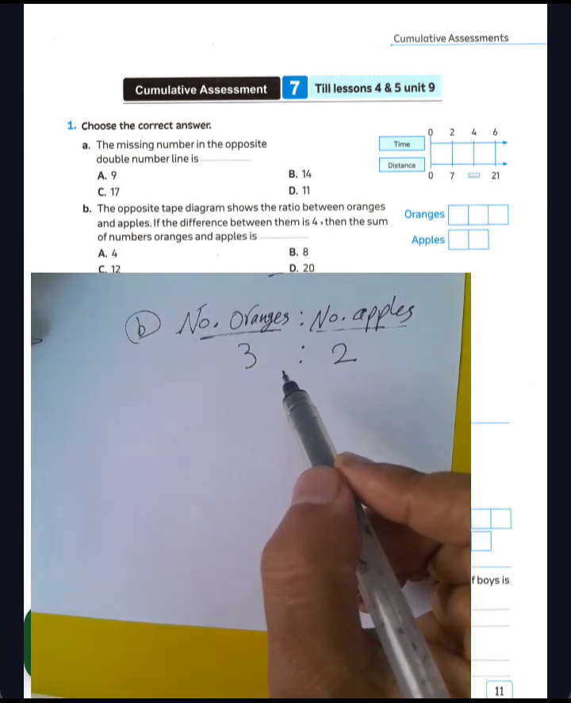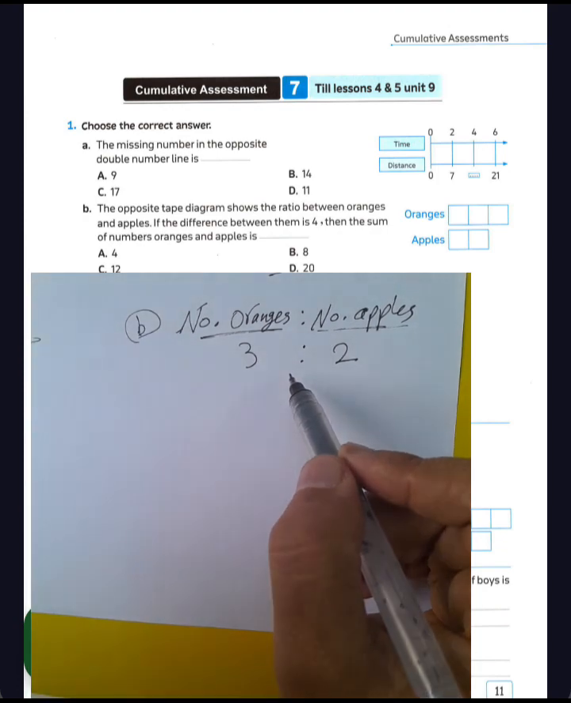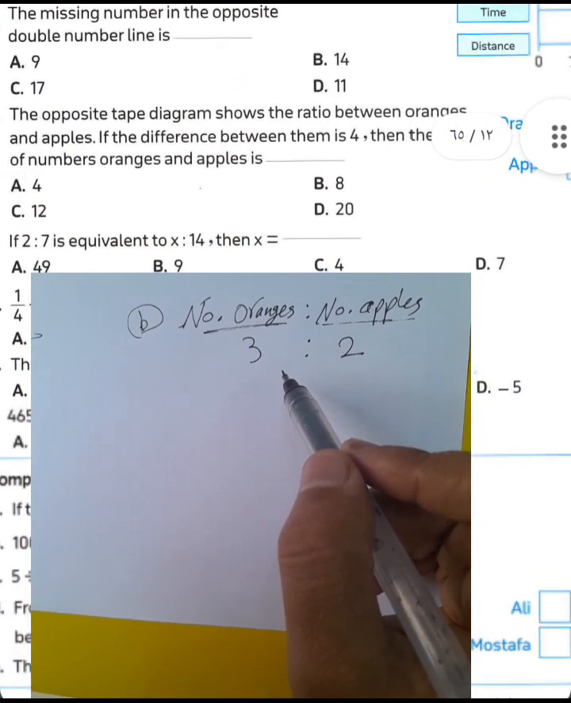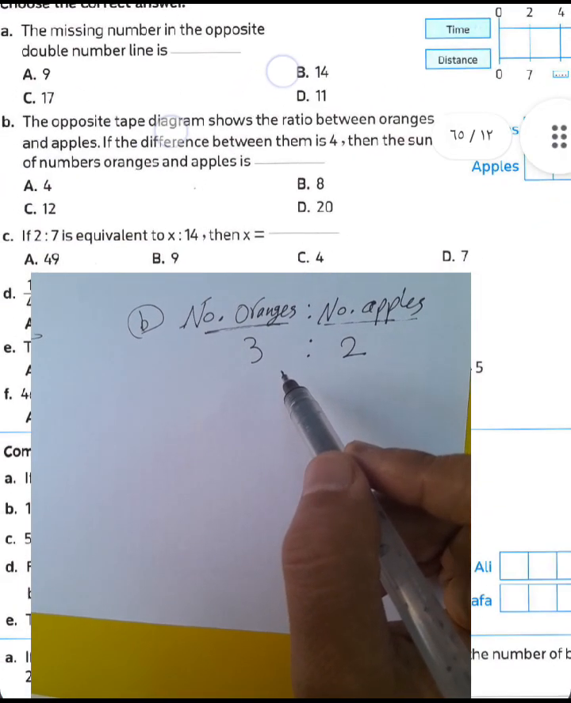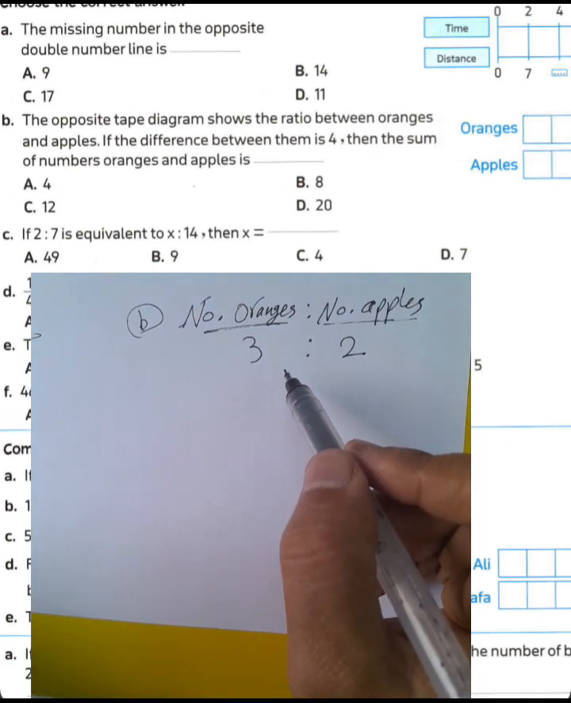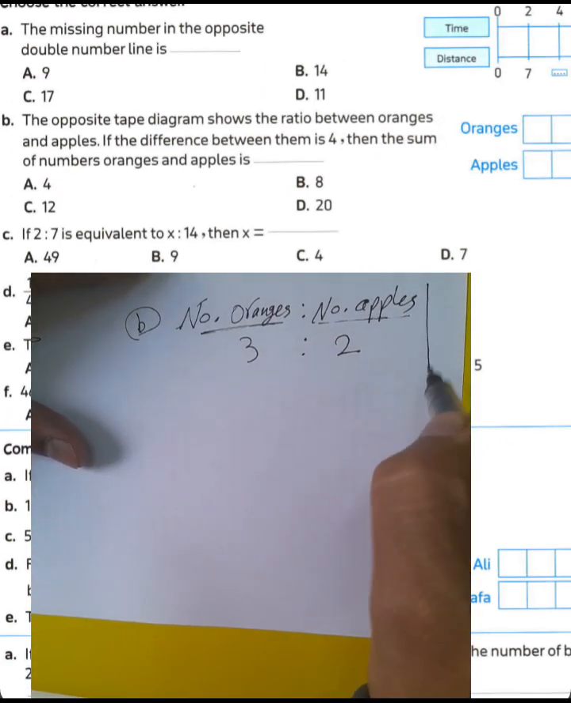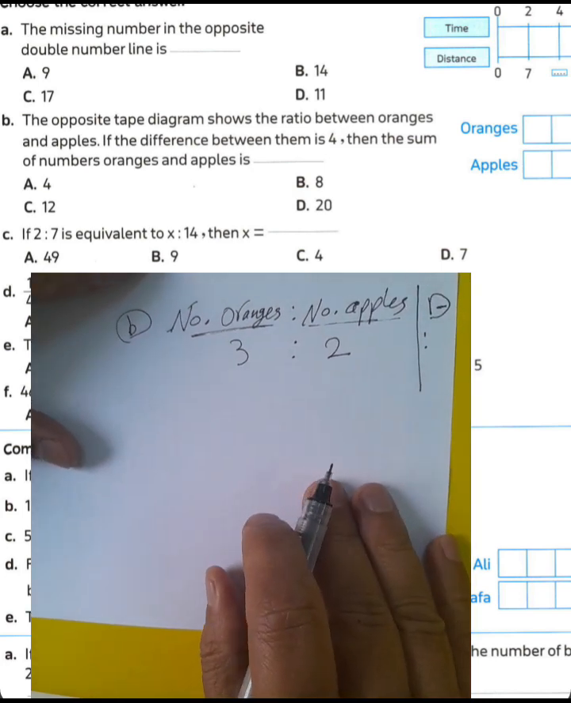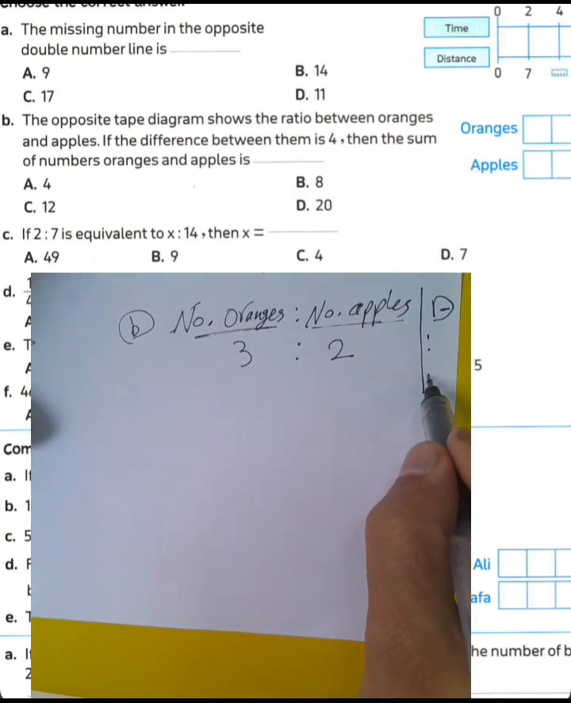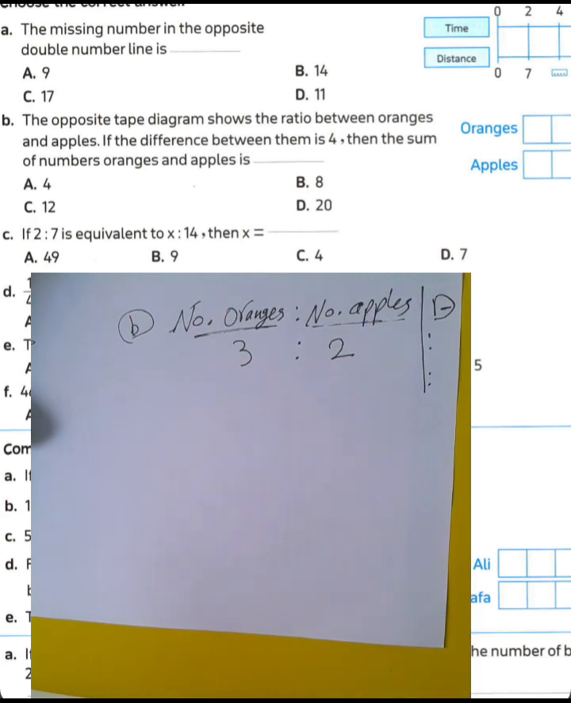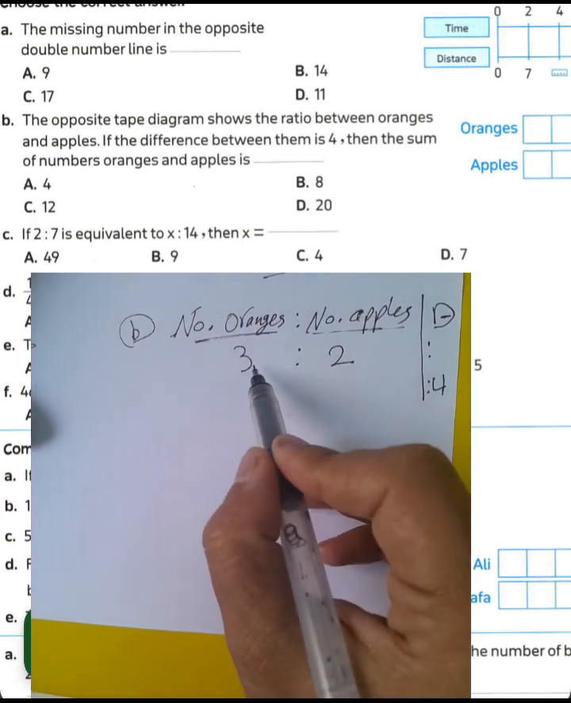And he gives us the difference between them. If the difference between them equals 4, then the sum of the numbers of oranges and apples equals what? D here refers to the difference, okay? The difference between them, how many? Here he gives us the number. It will be what? 4. The difference between them is 4, right? 4 here. And we know 3 minus 2 equals 1.